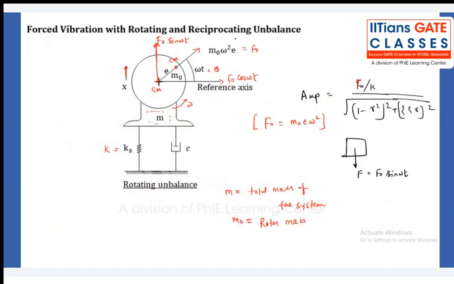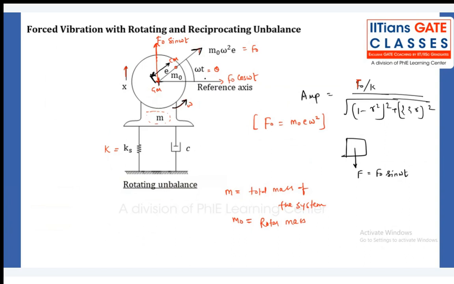Not only that, forced vibration also arises because of rotating and reciprocating unbalance. See, guys, whenever you say any machine, 100% of components are not perfectly manufactured. There is a defect. When there is a defect, the center of mass will be displaced by the amount e from the geometric center or center of rotation. When the rotor starts rotating with speed ω, a centrifugal force is produced, which is m0 e ω². That is called the maximum centrifugal force F0.